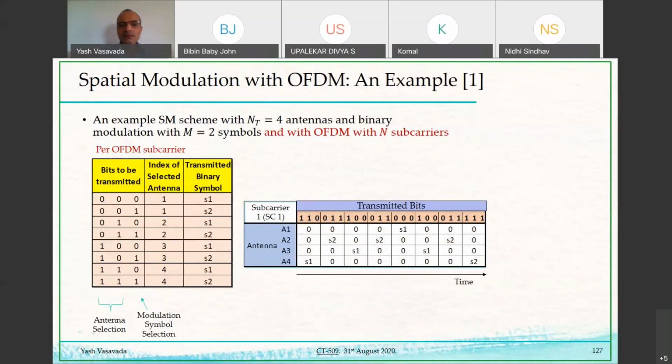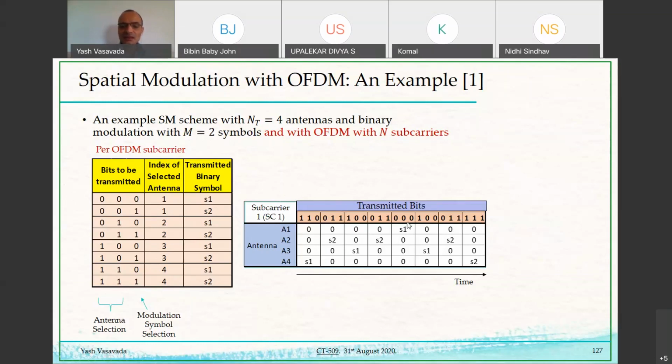Okay, this is some detailed version. Maybe we shouldn't spend too much time on it, but the original paper that described this space modulation said that what if I have an OFDM system, then actually I can do this transmission on each OFDM subcarrier. So on subcarrier 1, I will be transmitting in this manner.